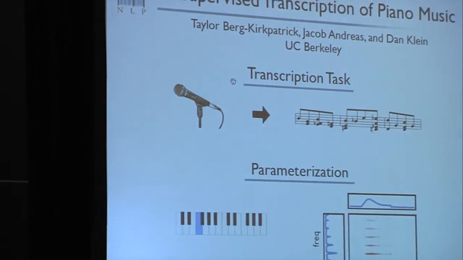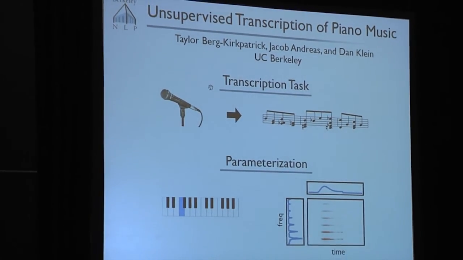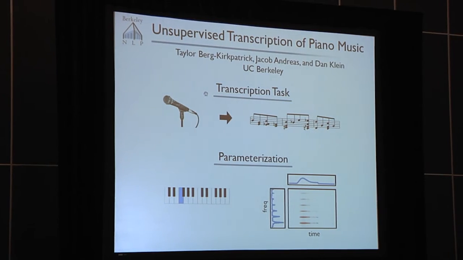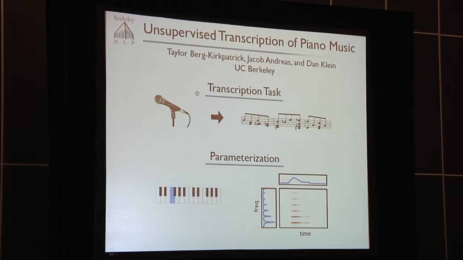So this is a transcription task. The input is an audio recording of someone playing an acoustic piano, and the output that we're trying to transcribe to is something like sheet music, which looks like what I'm showing here. In this particular sheet music, you can see that multiple notes are being played at the same time. That's called polyphony, and it's part of what makes this problem really hard because it gives rise to a source separation problem.